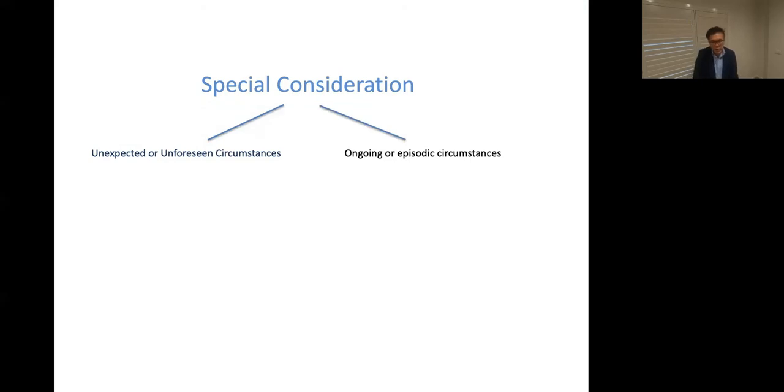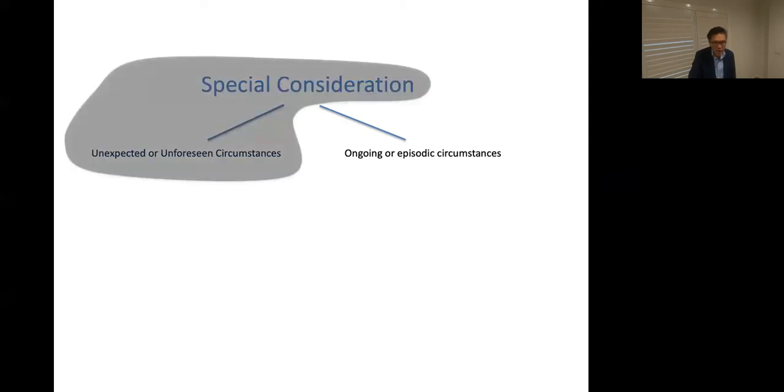Now this is very important. Bad things happen during the semester, and if you don't tell us, we won't know. So there are two types of special consideration. One is for unexpected or unforeseen circumstances, things that happen to you unexpectedly. And we also have special consideration for ongoing or episodic circumstances. I'll give you some examples of these.